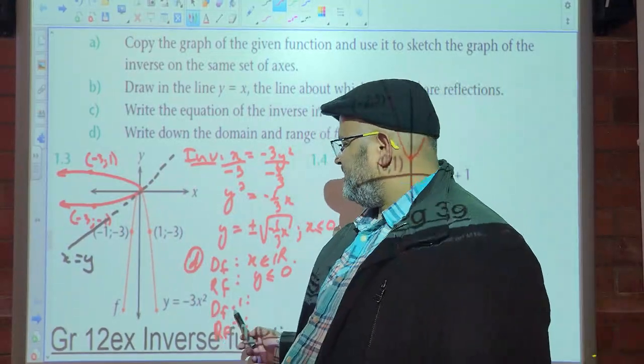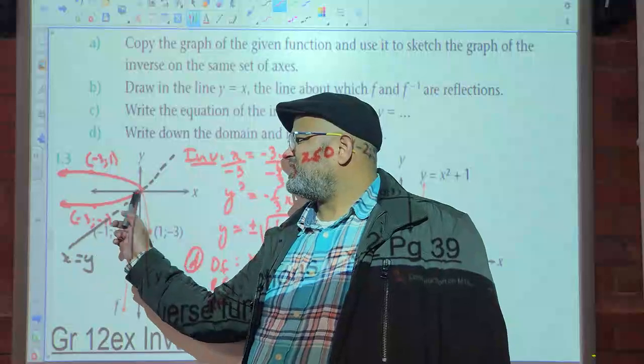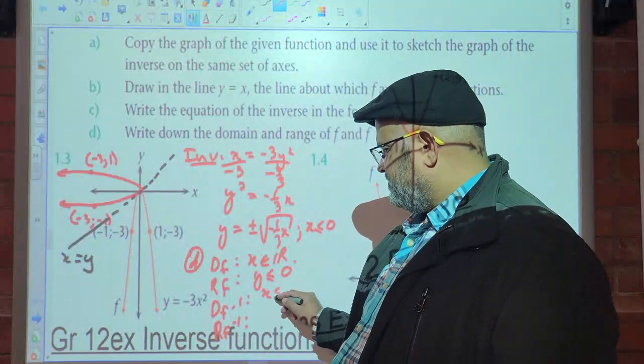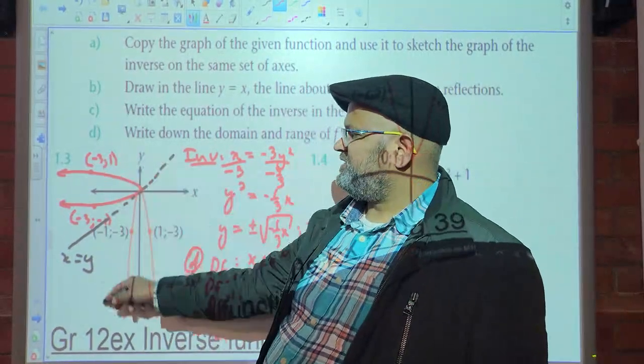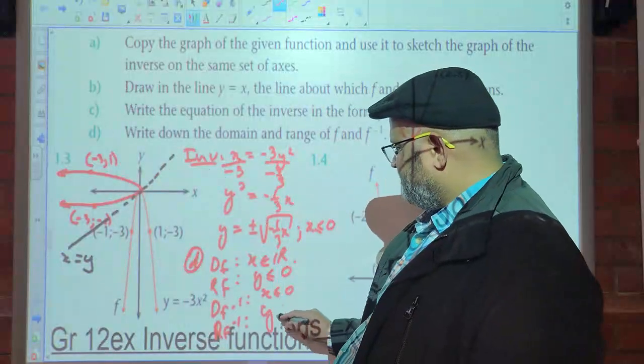Let's look at the domain of the inverse function. Domain, this is the inverse function. x has to be less than or equal to 0. What's the range? This goes negative infinity, positive infinity. Okay? So y is an element of all real numbers.